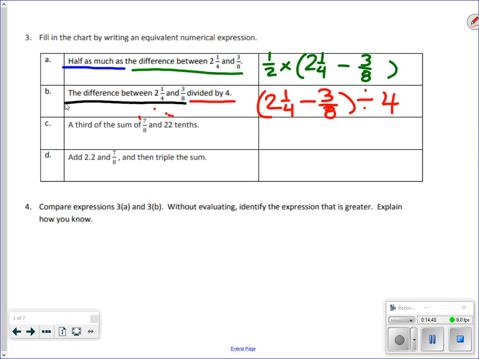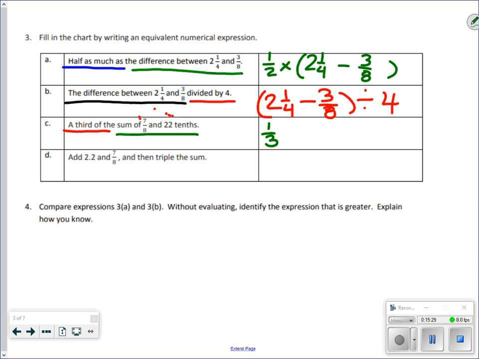A third of the sum of 7/8 and 22/10. Yes, I am aware that 22/10 is improper, but it's in the middle of a problem. Who cares? The only time it's important is where? Your answer. Because when you're taking a third of something, you probably won't have an improper fraction, because a third will make your stuff smaller.